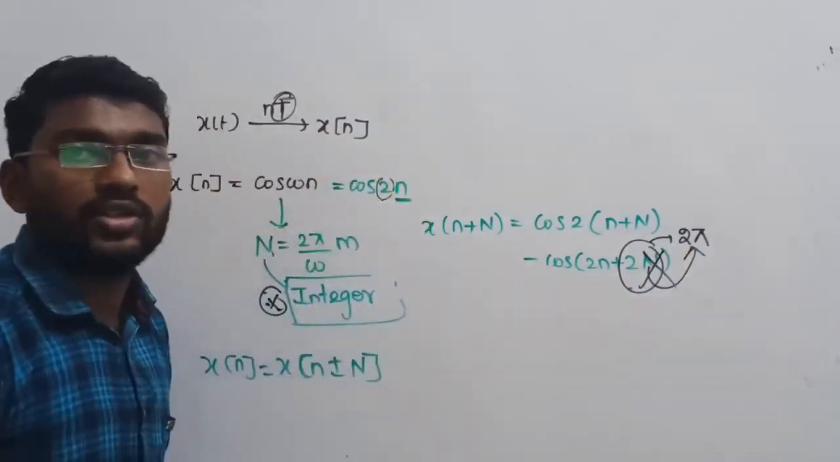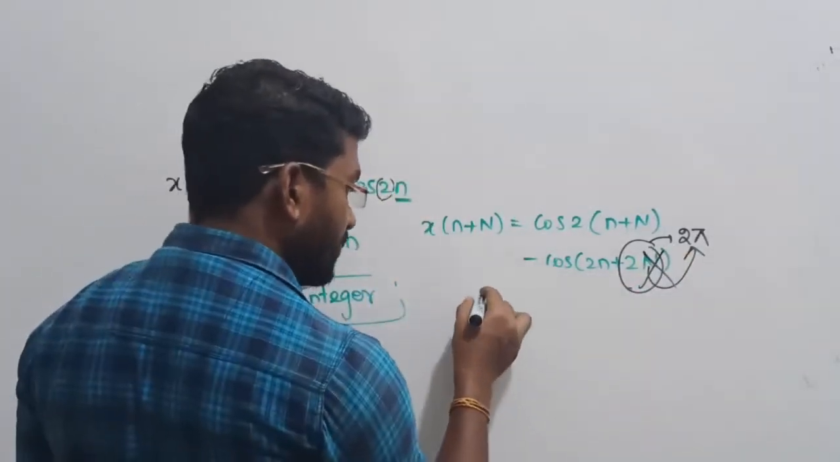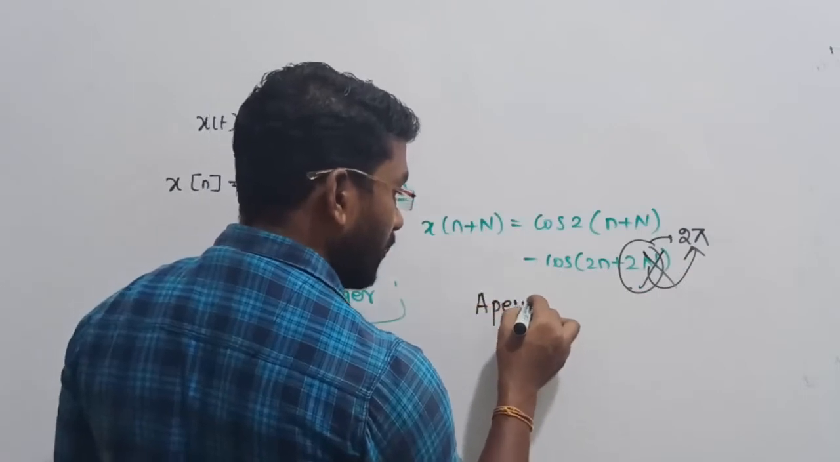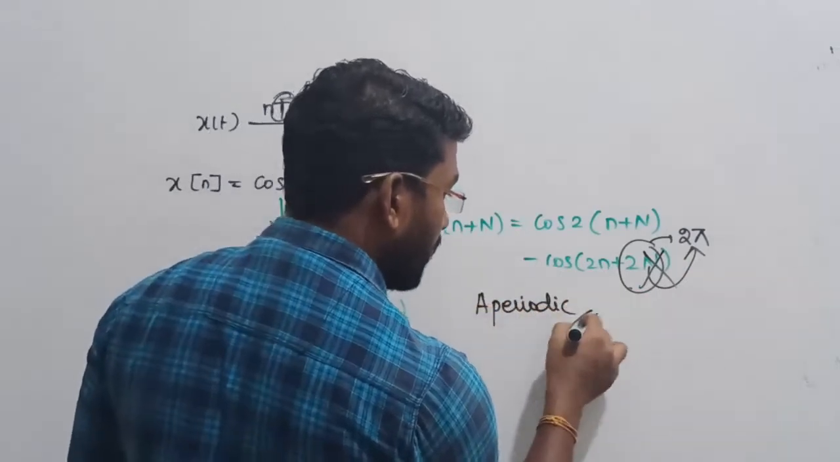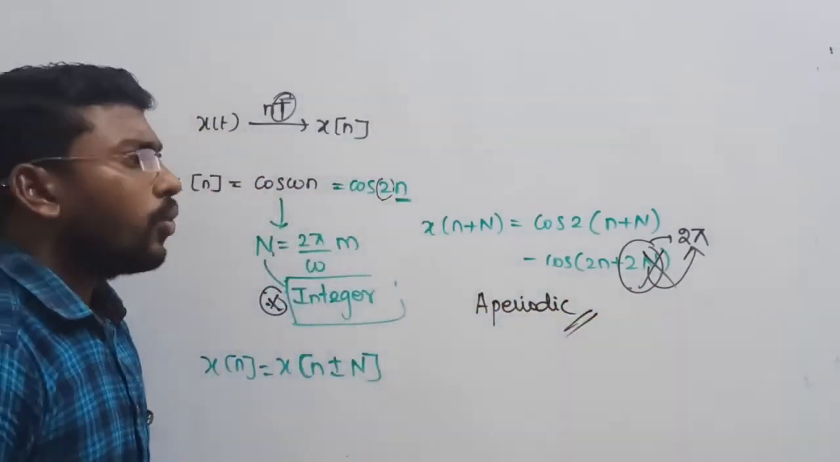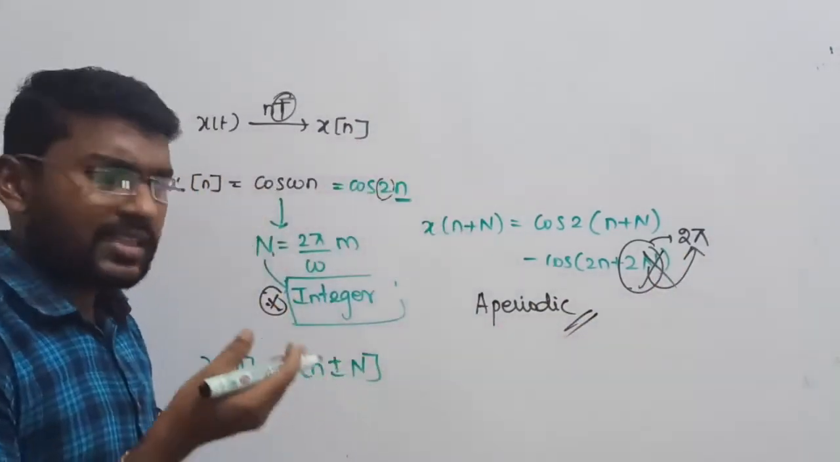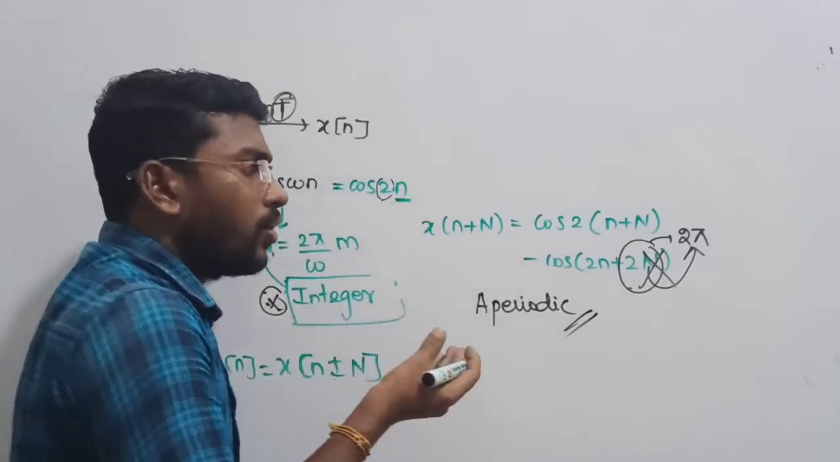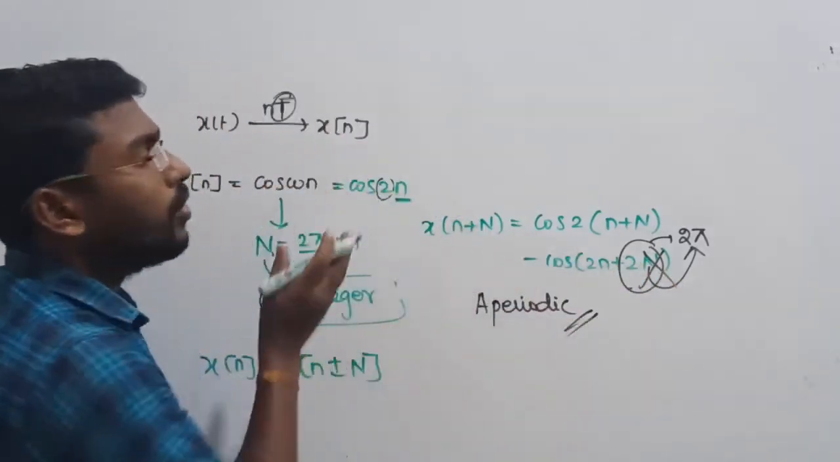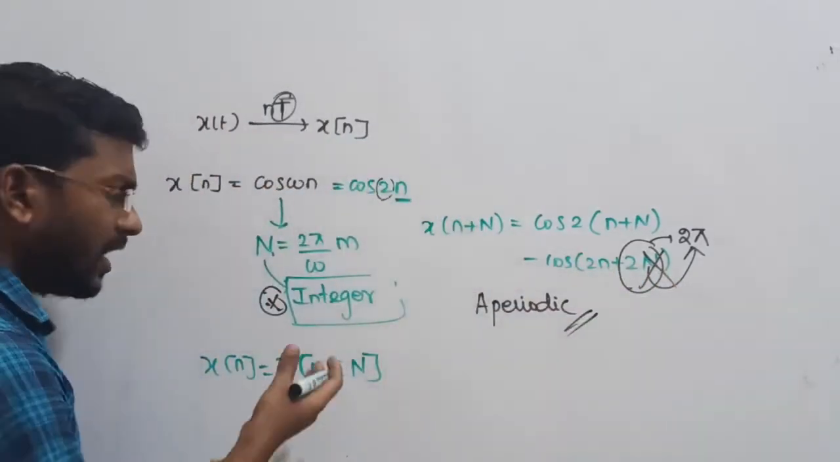So what is the conclusion here? Given signal is said to be an aperiodic signal. Why is it an aperiodic signal? Because I am unable to choose the proper integer value for n, such that நீங்க சூஸ் பண்ண integer value என்ன வரணும்? Cos of 2n plus 2n should become equal to cos 2n. அந்த மாதிரி கண்டிஷன் வந்து எனக்கு இங்கதான் ஃபெயில் ஆயிடுச்சு.